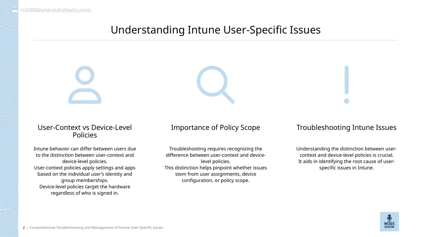User context policies are designed to apply settings and apps based on the individual user's identity and group memberships, meaning they follow the user across devices. On the other hand, device-level policies target the hardware itself, regardless of who is signed in. Understanding this distinction is key to effective troubleshooting and management. It helps us pinpoint where the issue might be coming from and tailor our approach accordingly. This awareness ultimately enables us to deliver a more seamless experience for users while maintaining control over device configurations.